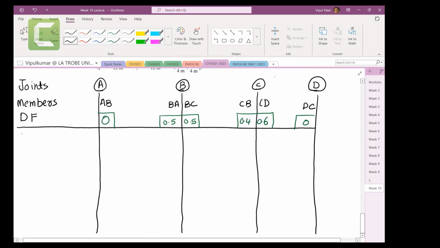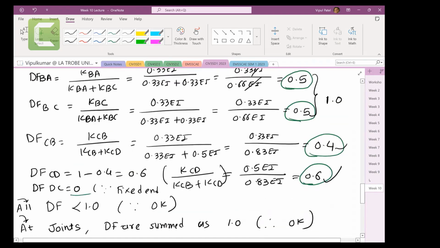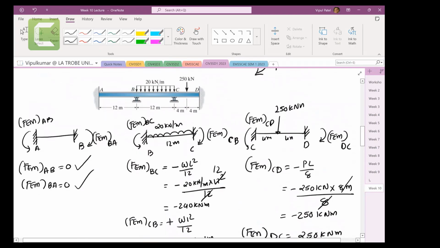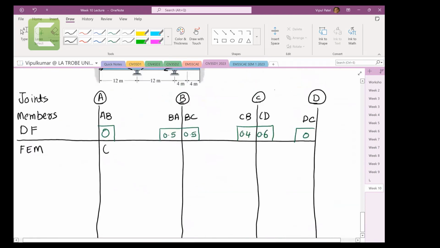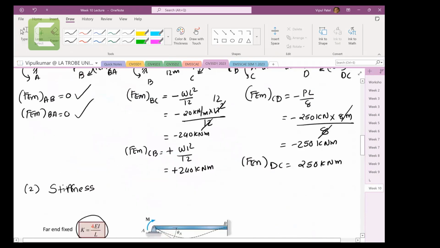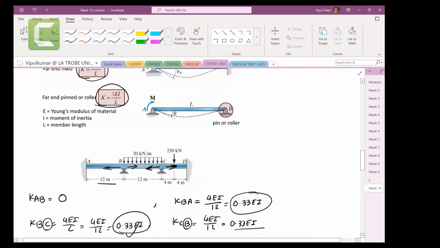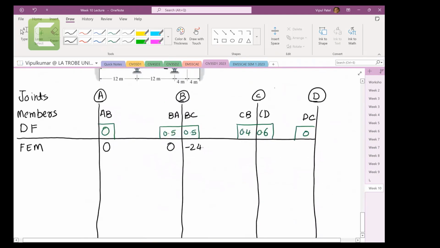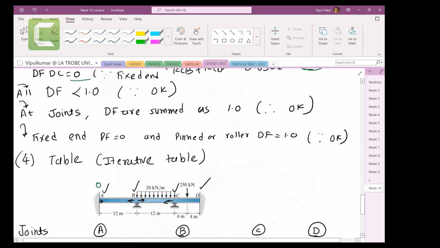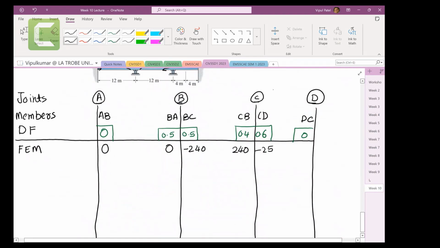Now, then you can write the fixed end moments. Fixed end moments, we can calculate. AB has a fixed end moment of 0. I think we can go back all the way up. Fixed end moments for AB and BA are 0. So that's fine. AB has a fixed end moment of 0. BA has a fixed end moment of 0. BC has a fixed end moment of minus 240, positive 240. We are not writing units because otherwise it will get too congested. So minus 240 for BC, CB has 240. Then CD has minus 250 and positive 250. Right? So far, so good.